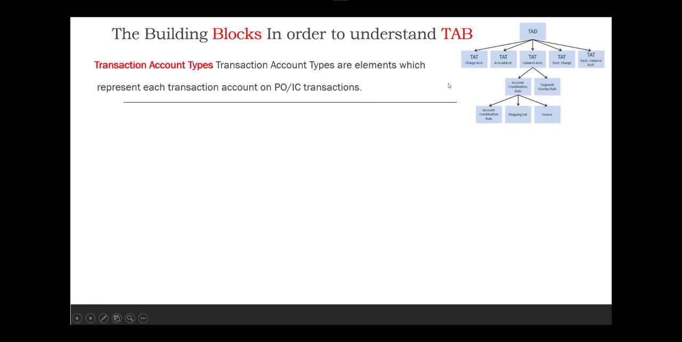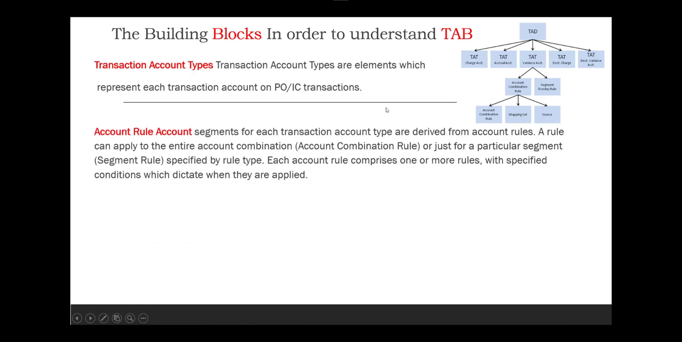Transaction account types, or TAT. Transaction account types are elements which represent each transaction account on procurement, IC transaction, whatever. Account rule account segments for each transaction account type are derived from account rules. A rule can apply to the entire account combination or just to a specific or particular segment.